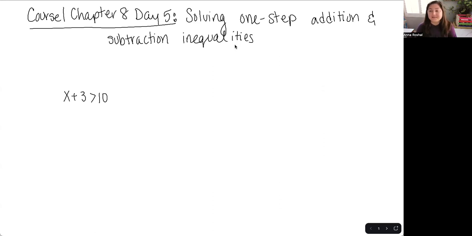We are solving single step or one step addition and subtraction inequalities. One of the things you'll notice about today's video is that it is super duper similar to when we were solving single step addition and subtraction equations. The same steps that we did with the equations, we're going to do with the inequalities, okay? There's really not much of a difference when it comes to helping us go from step 1 to step 2 to step 3.